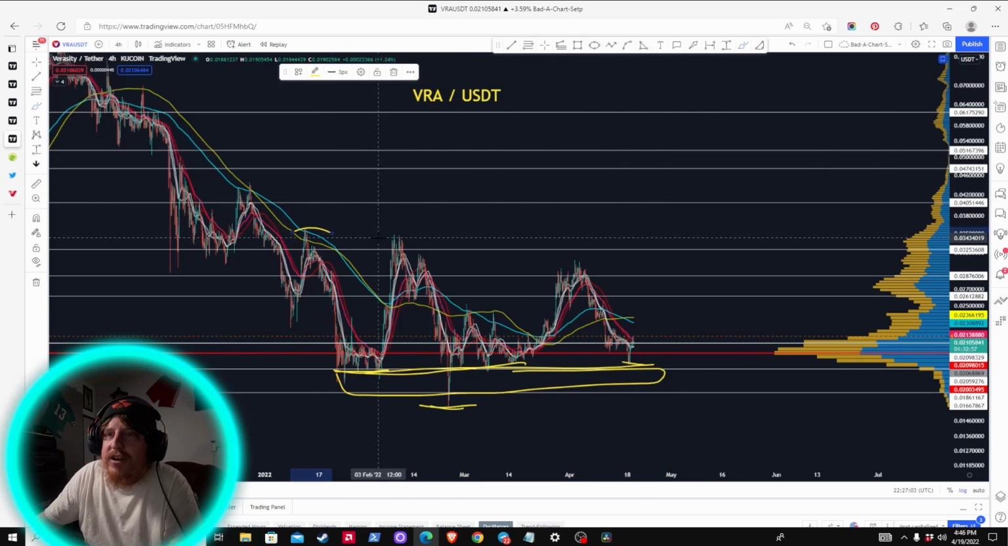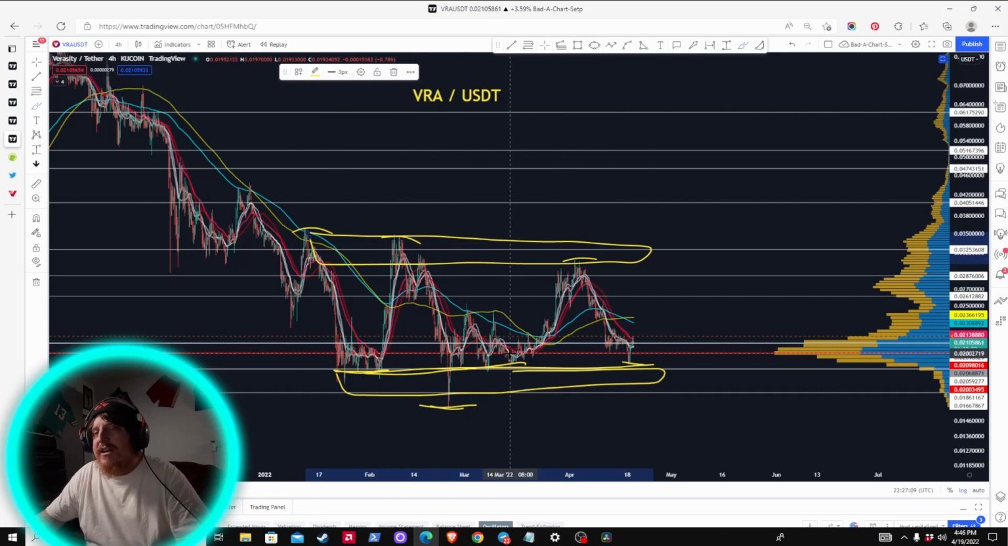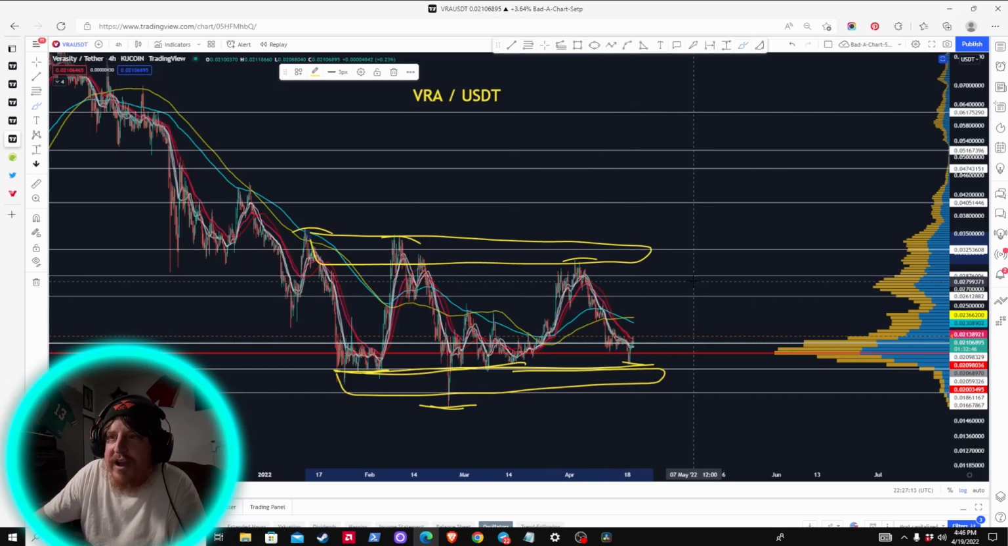And then up here you had rejection, rejection, rejection. So you can kind of consider this little box, if you could visualize it, as the range high. So what we're potentially looking to do is accumulate down here and at least ride it up to the top of the range, right? If Bitcoin plays along.